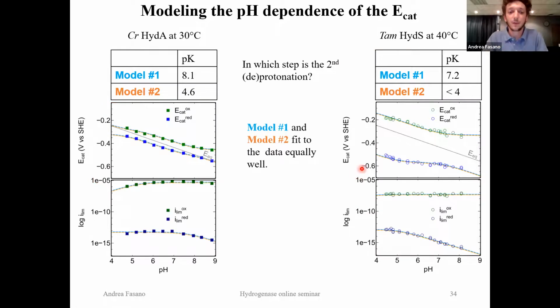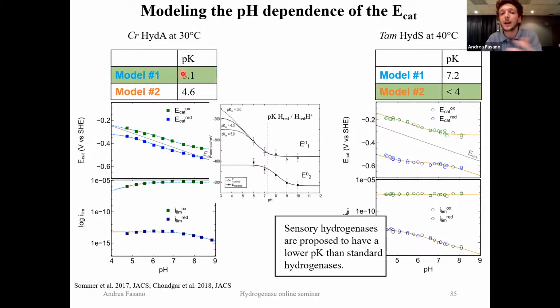So when we fit our catalytic potential and limiting current with these models, of course, both models will fit the data equally well because the equations are exactly the same. What changes is the value of that pK I was mentioning before. We can see that if we assume a protonation coupled to the first chemical step, we have a neutral pK, while if the protonation is coupled to the second chemical step, the pK is much more acidic. And now we can compare this information with the same parameter measured by other techniques.